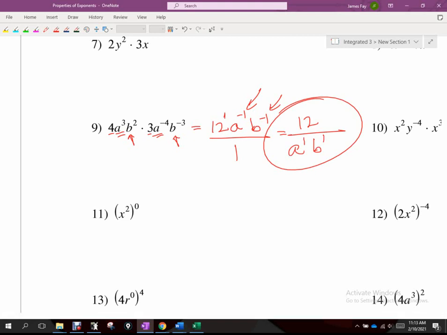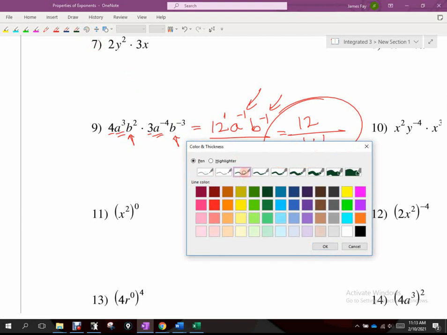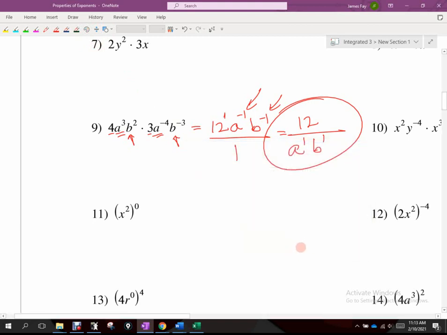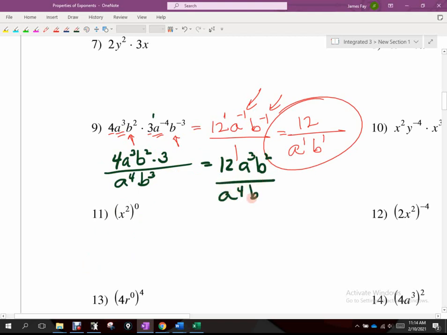Some people will say, I don't like to deal with my negatives right away. Because some of these properties are independent of one another, meaning that the order doesn't matter. Okay? So if I go 4 a cubed b squared, those stay up top because they are positive exponents. Times 3 because that's a positive exponent of 1, right? And then can I put a to the 4th here and b to the 3rd there? Does that make sense? Because now they're nice. So now I can do the top. That gives me my 12 a cubed, b squared. Bottom gives me a to the 4th, b to the 3rd.